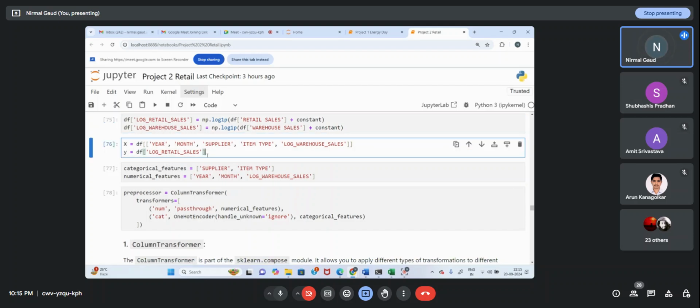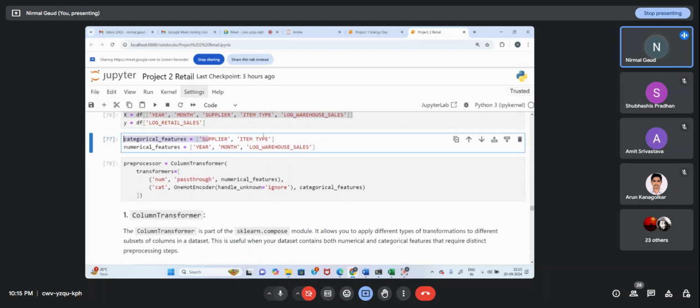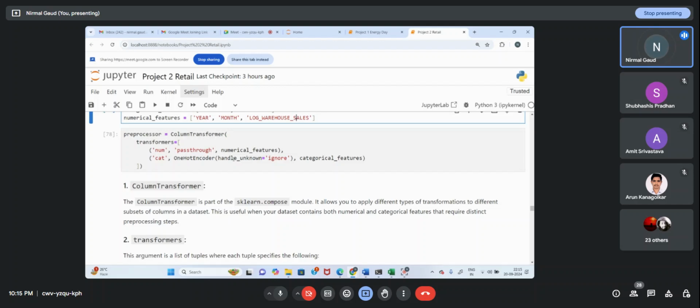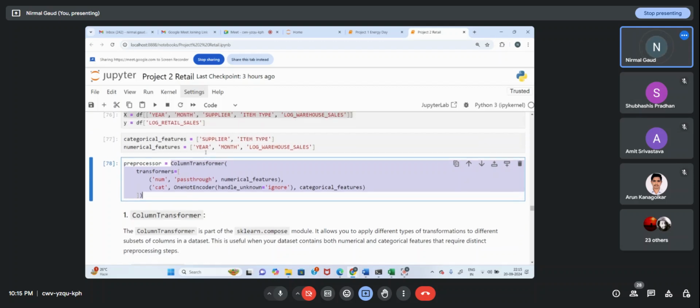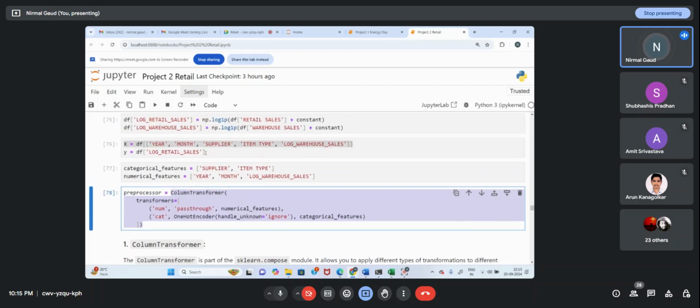Now finally, this is my target. These are my training features. These two are categorical. These three are numerical. Year, month, log, these are numerical. So what I did, I created a column transformer. I can solve it individually also, as I have shown in my previous project, but let's do something new.